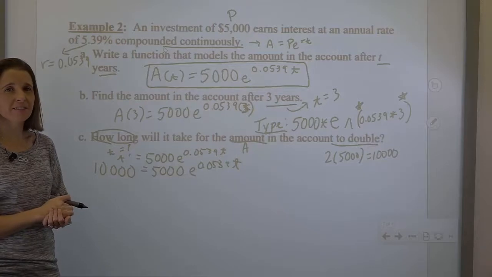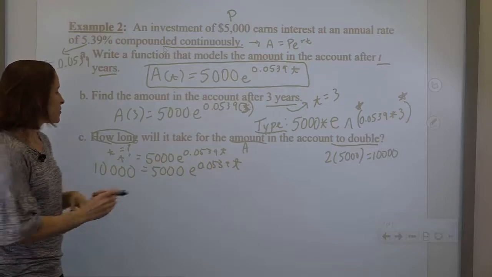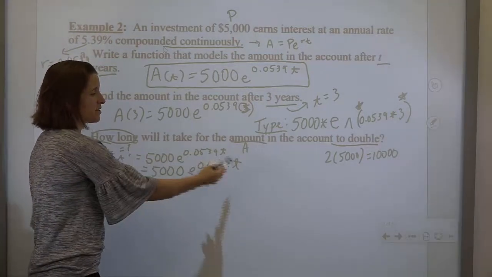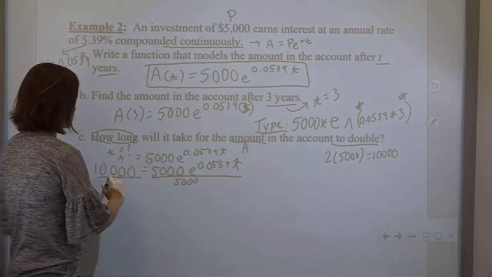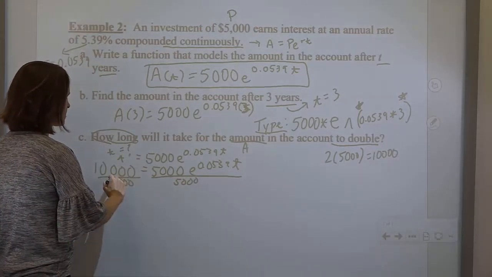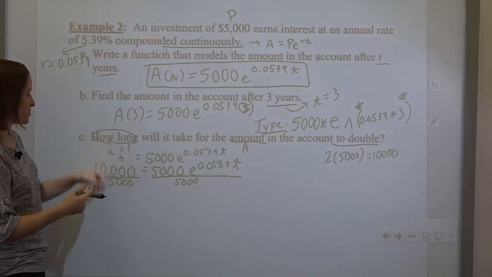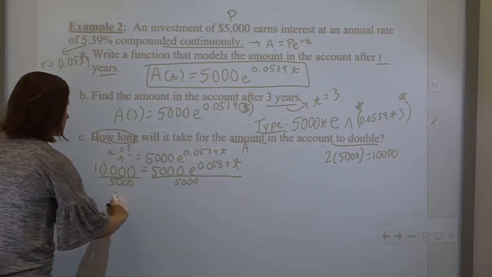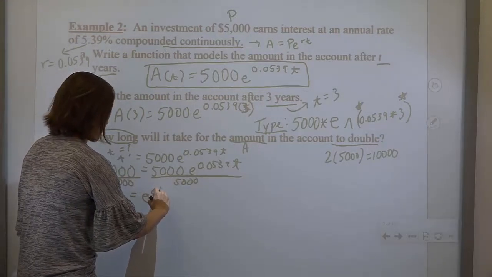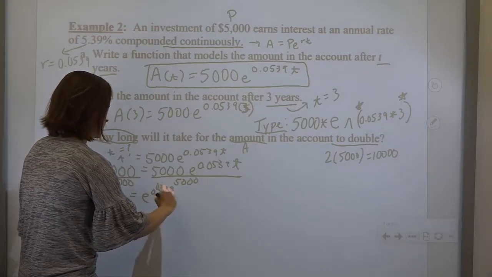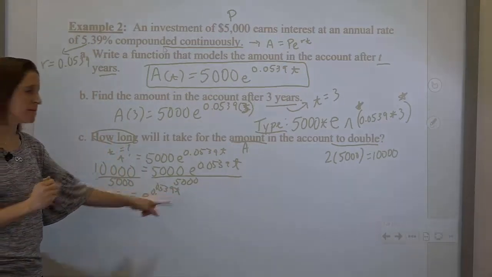The order of operations is often an issue for students. We're trying to get to the t. We absolutely must first isolate the part with the t in it by dividing. So you have to divide first, and what you should notice is that even if I didn't know the amount in the account, if it said double, this is going to happen every time. When I divide, that's going to be a 2. So I have 2 equals e to the 0.0539t.